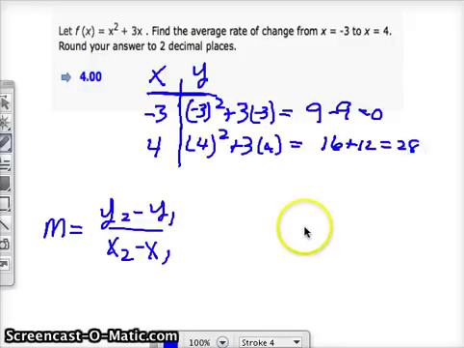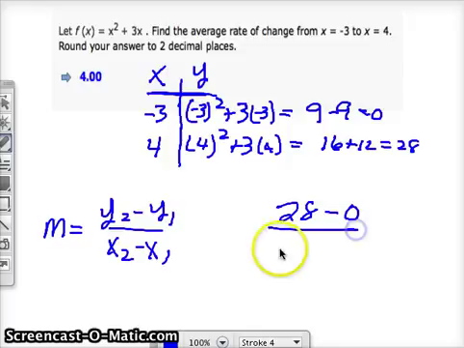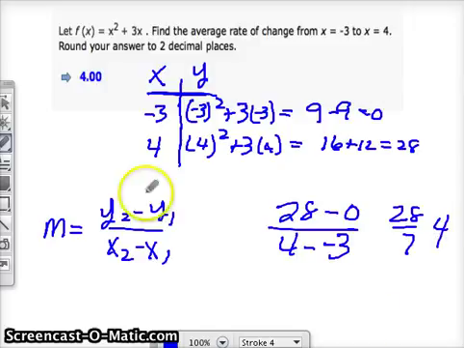Okay, remember, average rate of change, it's the difference of the y's over the difference of the x's. 28 over 7 or 4. Okay, there's my answer right there.